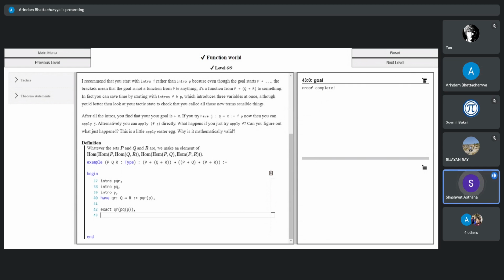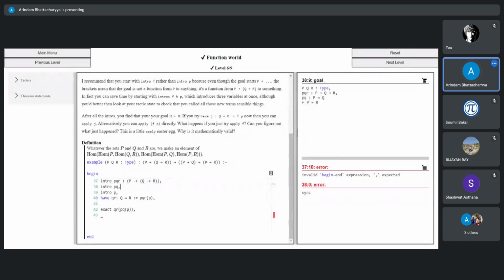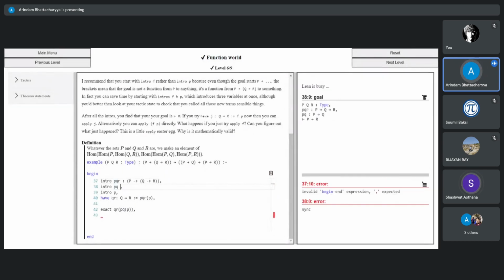While we are doing intro, can we specify the type of the thing that we are introducing? So when you do intro, you can do intro when the proof statement is of the form X implies Y, right? And when you do intro P, Lean will automatically make P of type X. You cannot change that. If you have a proof of the form X implies Y, then anything you introduce will be of type X. I guess you can do this for completeness' sake, but Lean will automatically give it the proper type.